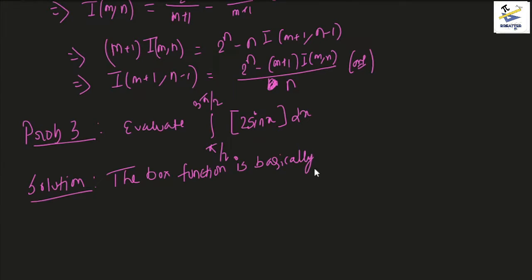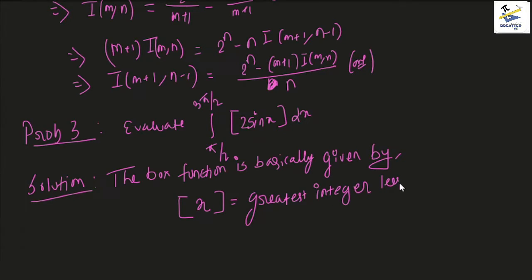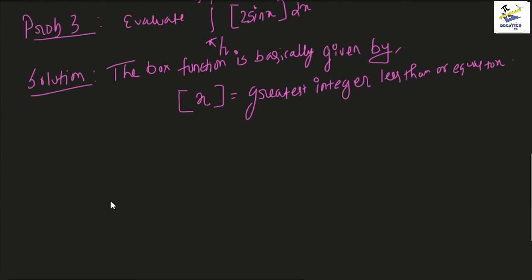The box function is basically given by: box of x means the greatest integer less than or equal to x. So understand it carefully that whenever you have the box function, which is also called the greatest integer function or the GIF function, it means that you are going to find the greatest integer that is less than or equal to x. A few examples might help.